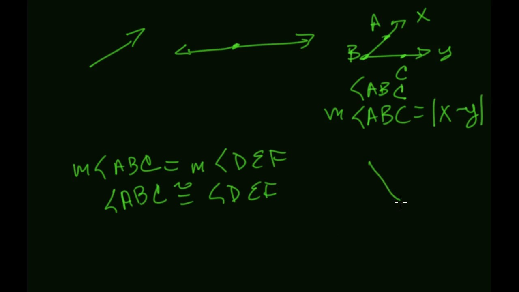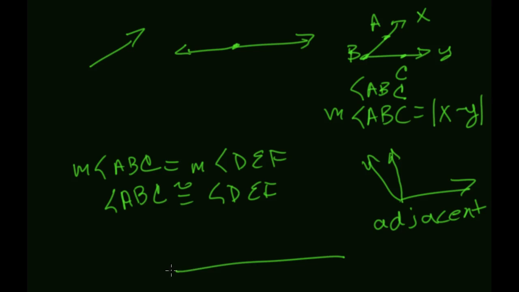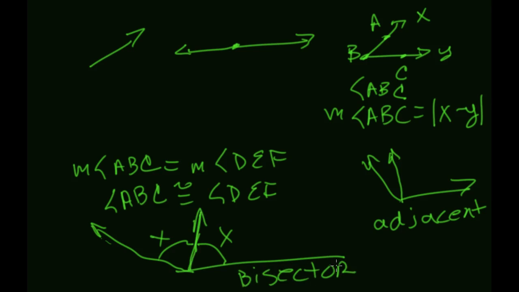If two angles are next to each other, like this, we say that they are adjacent. And finally, if I have a ray that cuts an angle into two equal parts, then we say that that ray is a bisector. Okay, so that's the summary of this section. So this is a ray, this is an opposite ray, this gives me an angle. I think we've got it. All right, that boils it all down to kind of a postcard.